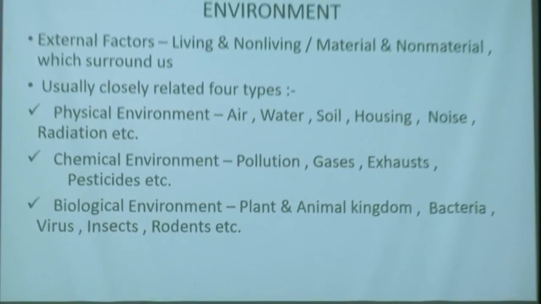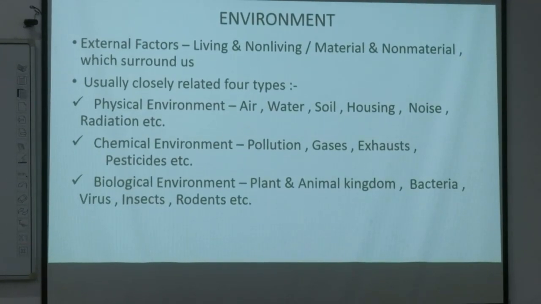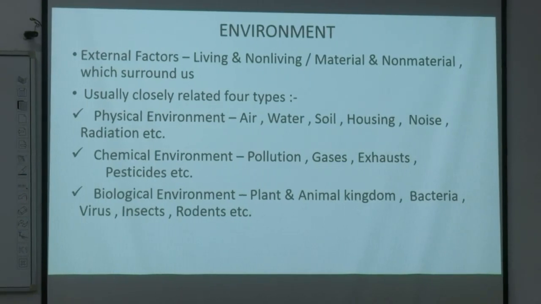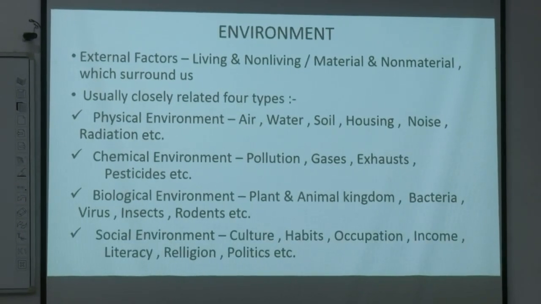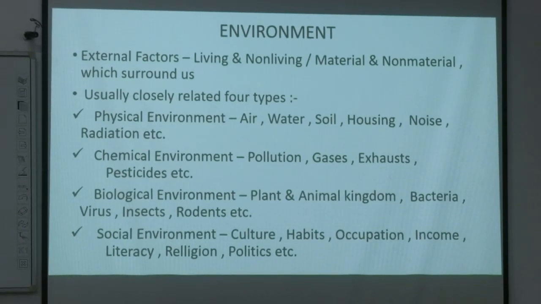These are the chemical environment. We call it the biological environment, that is, the plant and animal kingdoms, as I have already told you: bacteria, viruses, insects, rodents, etc. These are all biological environment. Biological means living things. Another closely related type is the social environment, as I have already told you: your cultural habits, customs, occupation, literacy, religion, politics, etc. Everything has a bearing on health.